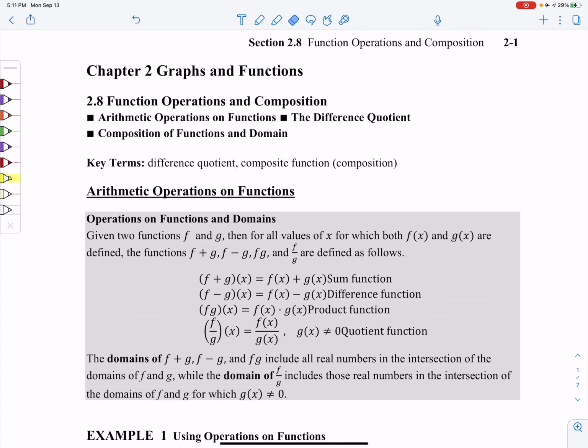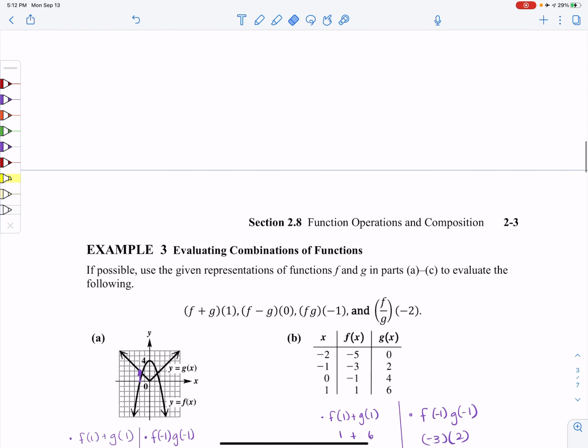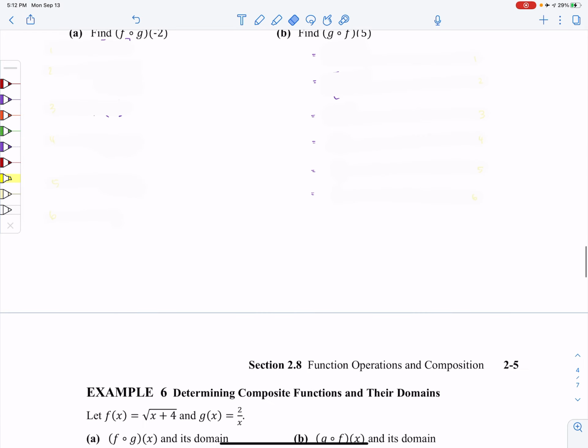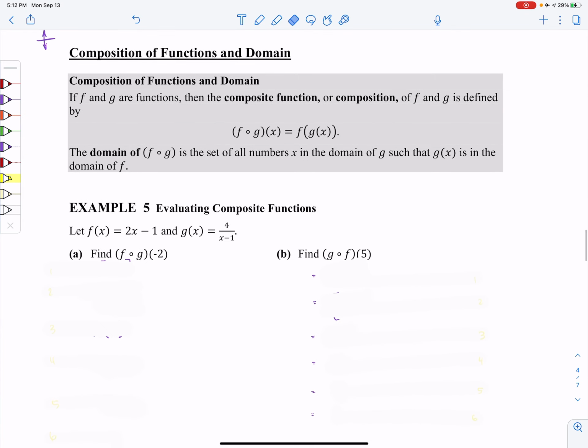This is the second video for section 2.8. So if you would go past the function operations, we're going to get into composition. Compositions of functions and domain.